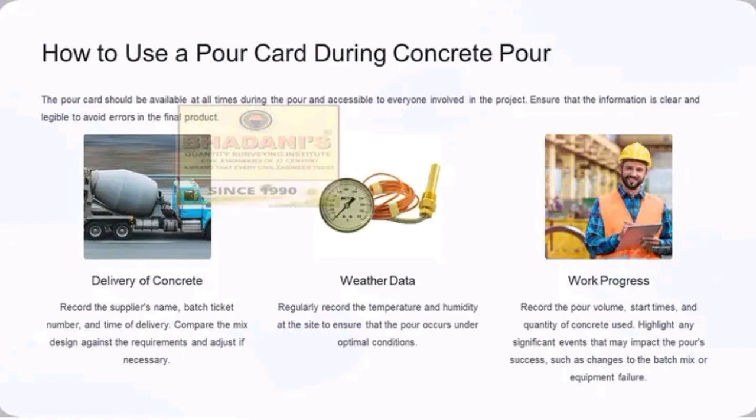Record the supplier's name in that delivery of concrete, the batch ticket number, the time of delivery. Compare the mix design against the requirement and adjust if necessary. There, after recording the supplier's name, you also recorded the batch ticket number and the time of the delivery. Then you compare the mix that has been delivered to the one that is needed for the work.